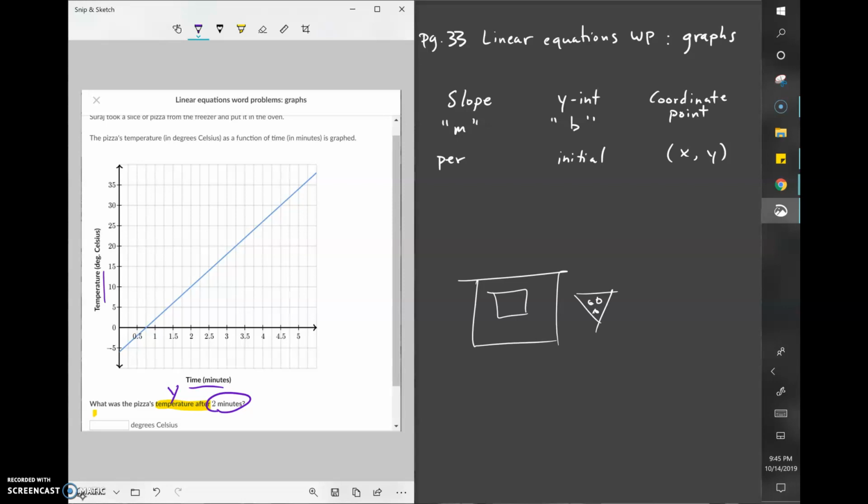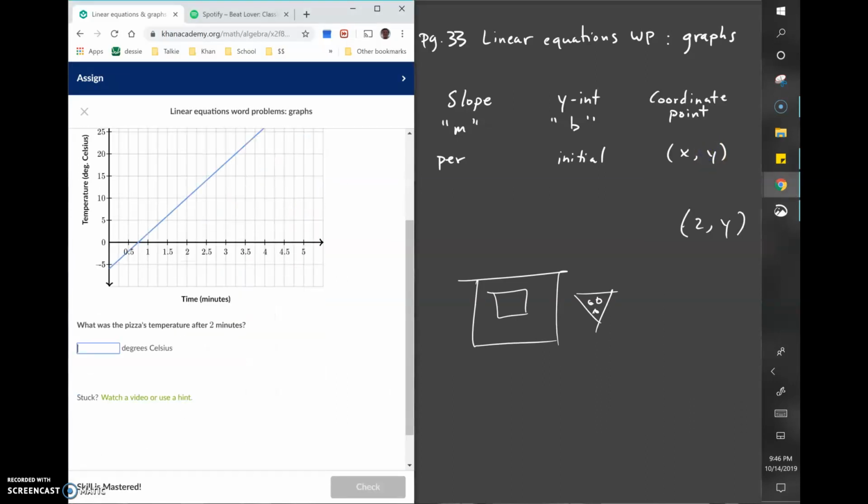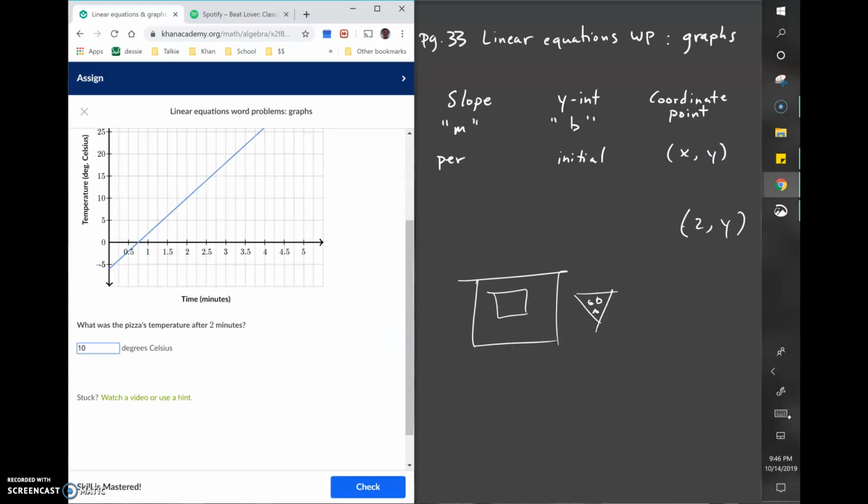So we're just figuring out a coordinate point here. It's giving us an x value, and it's trying to figure out a y value that goes with that x value. So let's go for 2 for x. So 2 minutes is right here, and we're going up to the line. It touches right here, and we know that the y value at that point is 10. So our answer is going to be 10 degrees. So after 2 minutes, the pizza is 10 degrees, which makes sense, especially if he's pulling it out of the freezer.